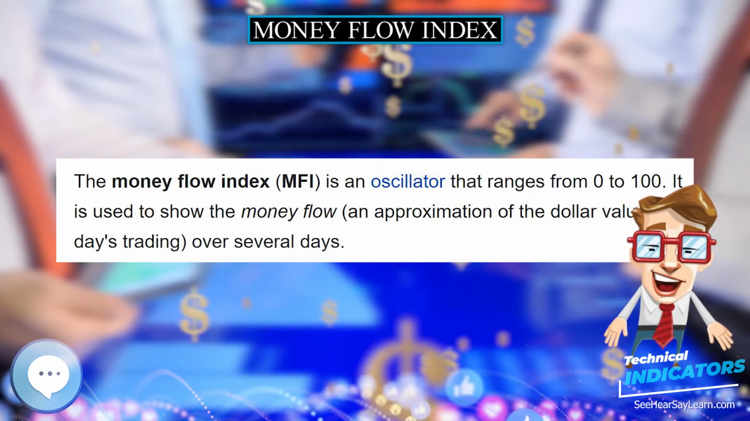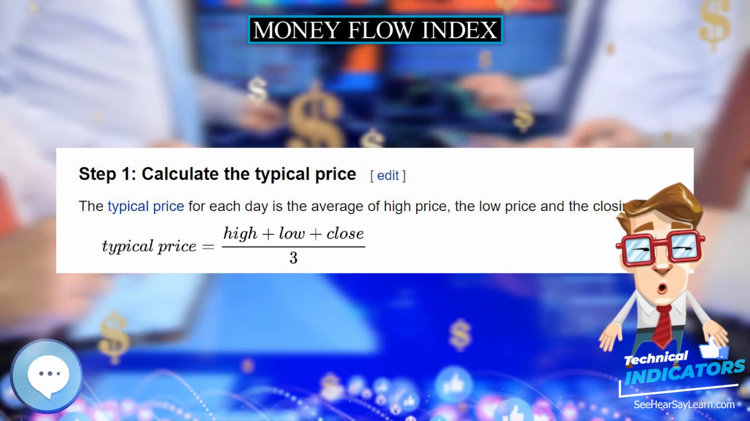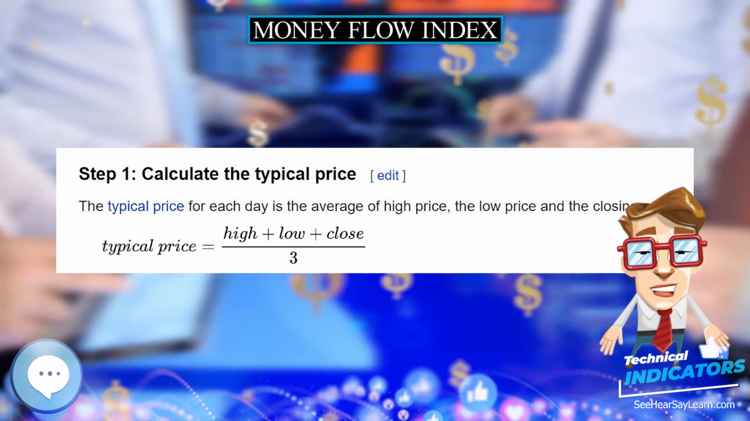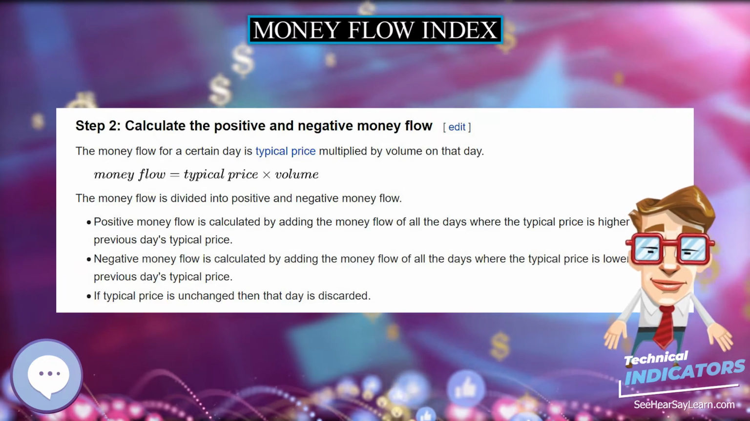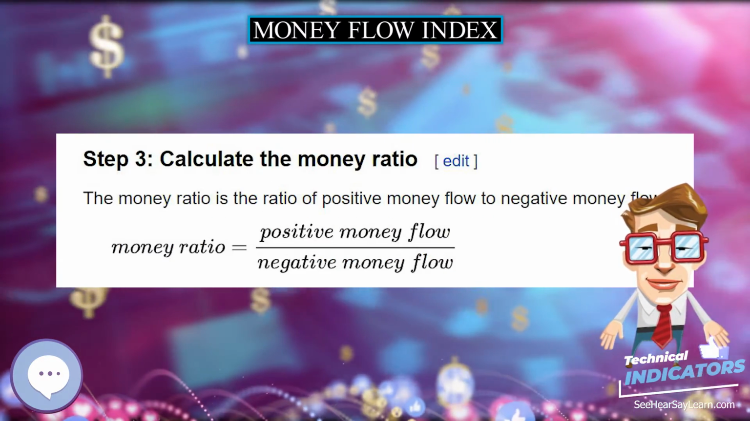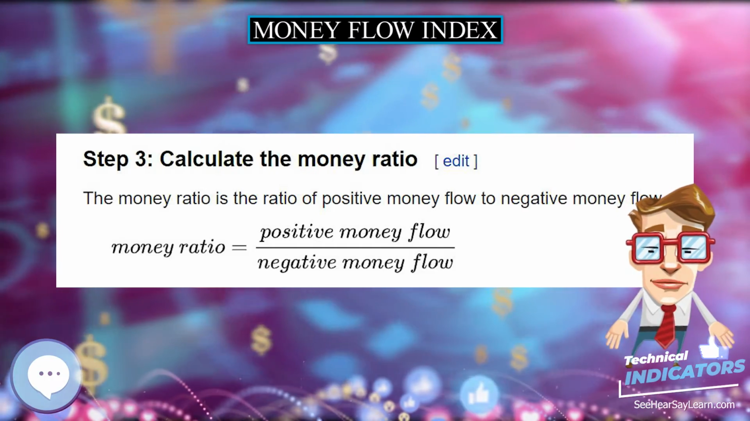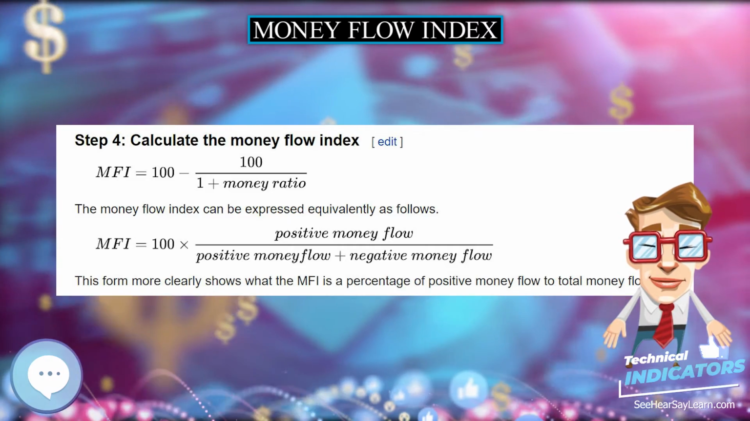Step 3, calculate the money ratio. The money ratio is the ratio of positive money flow to negative money flow. Step 4, calculate the Money Flow Index. The Money Flow Index can be expressed equivalently as follows. This form more clearly shows what the MFI is: a percentage of positive money flow to total money flow.